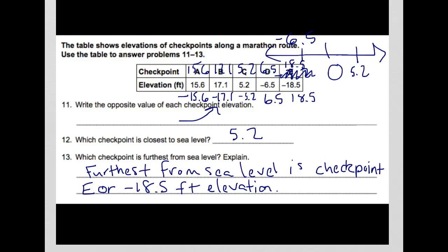And then explain, how do I know? I used absolute values to figure that out. Because I know that if I take the absolute values, that's the distance from 0, and I can figure out which one's the farthest from 0. Alright.